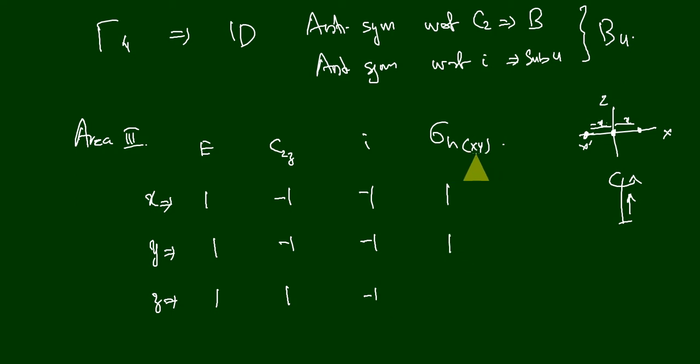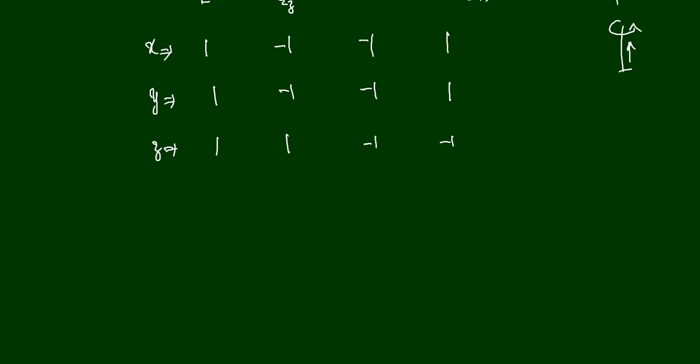Sigma h is a plane perpendicular to the z-axis. So during the sigma h, the z will go to the other side, right? The sigma h plane is perpendicular to the z-axis, so where will the image of a point on the z-axis fall? It will be on the -z axis, right? So this is -1. Okay. So this is how x, y and z transform.